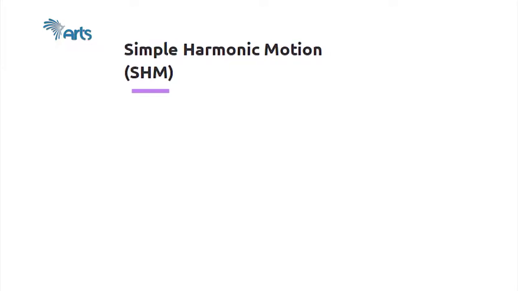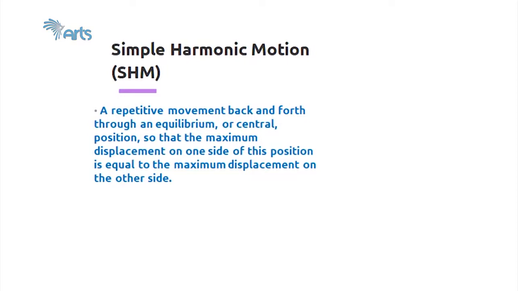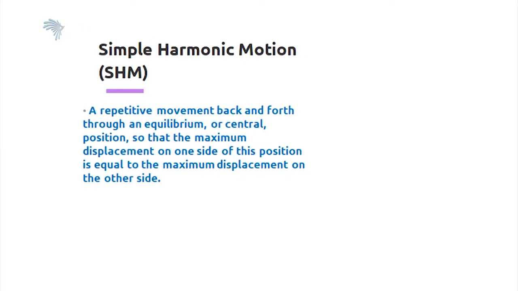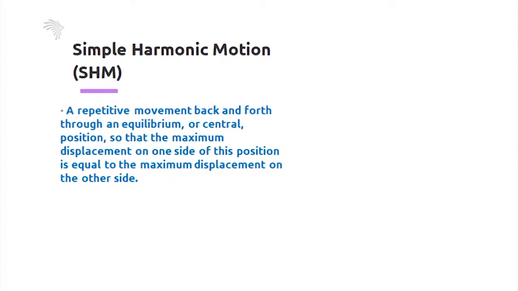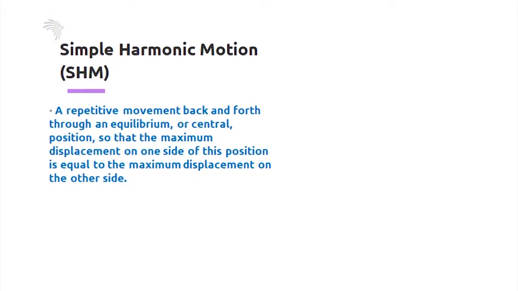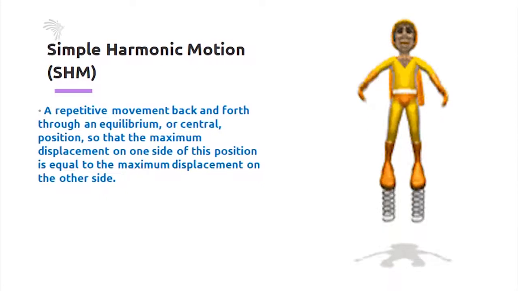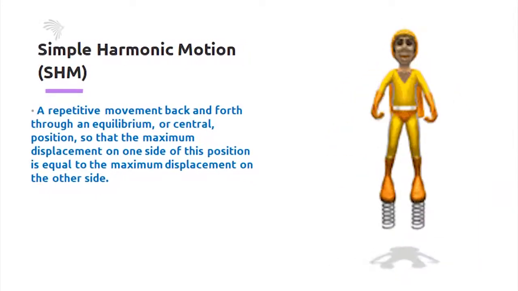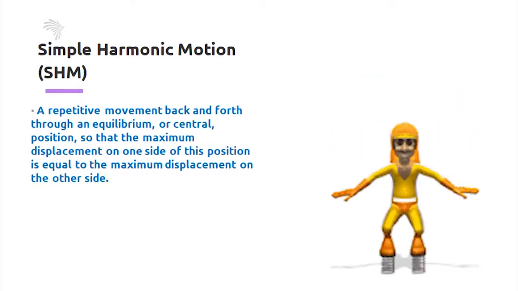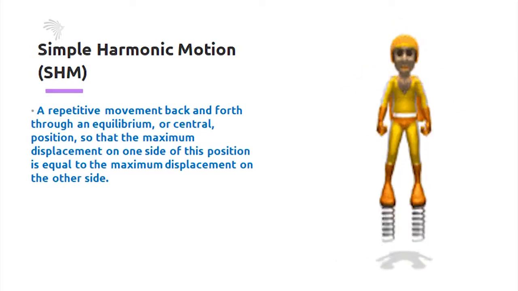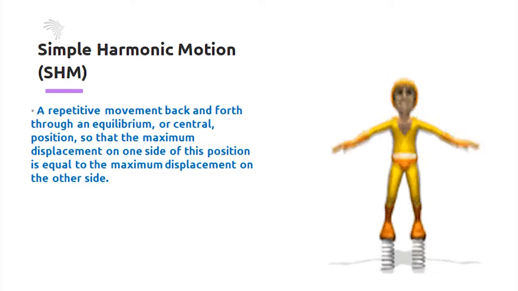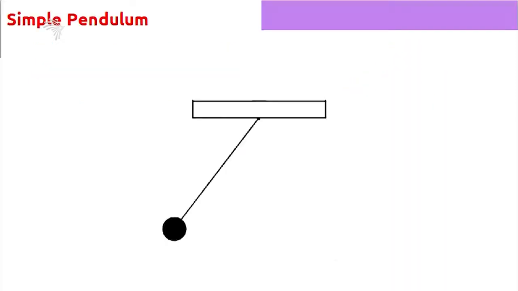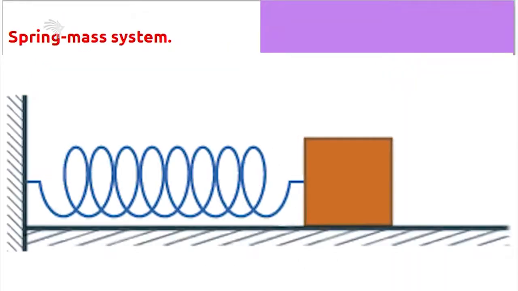Simple harmonic motion. Simple harmonic motion, or SHM in short, is a special type of periodic motion in which an object oscillates back and forth or up and down about an equilibrium position between two extremes, such that its acceleration is always directly proportional in size but opposite in direction to the displacement. Common examples of objects that execute simple harmonic motion are a simple pendulum and a spring mass system.